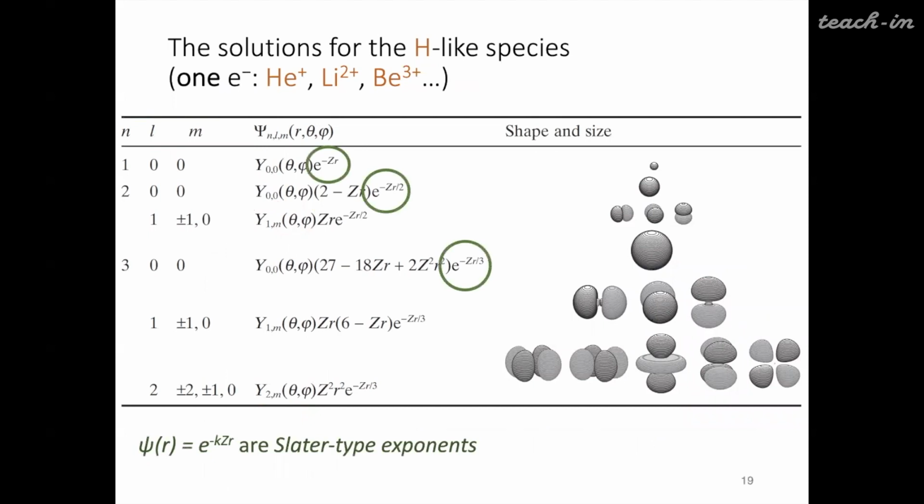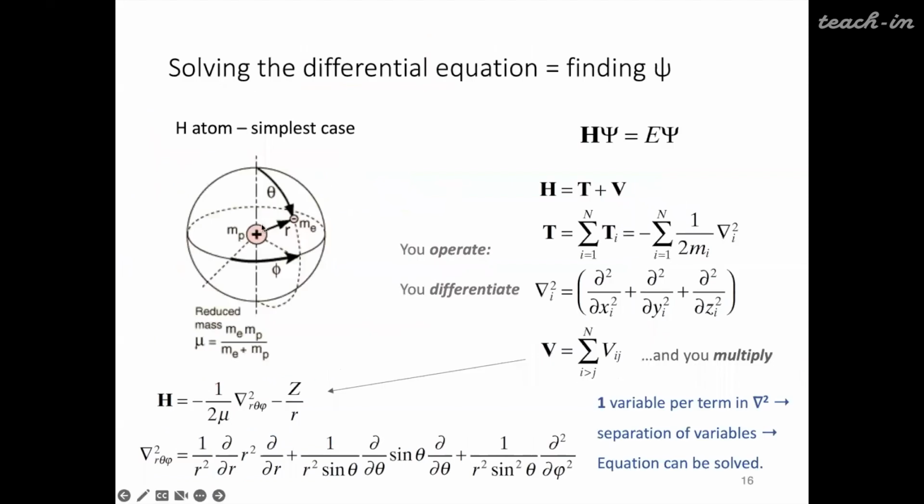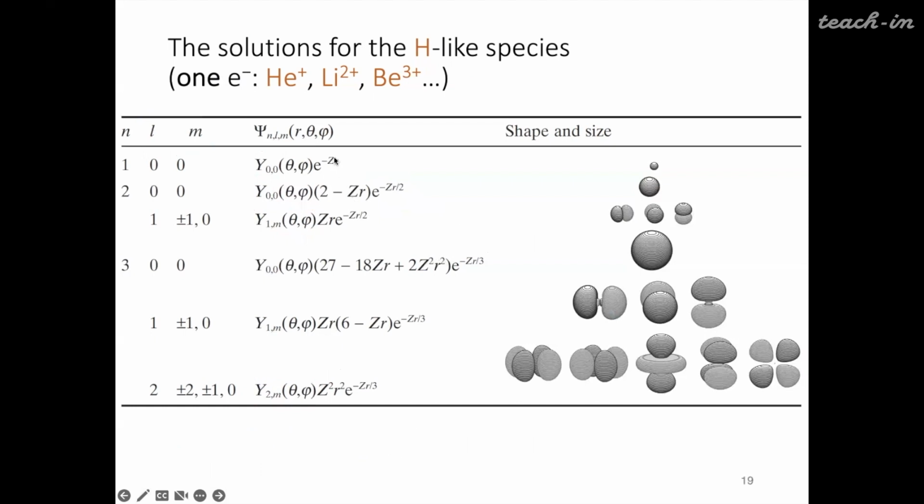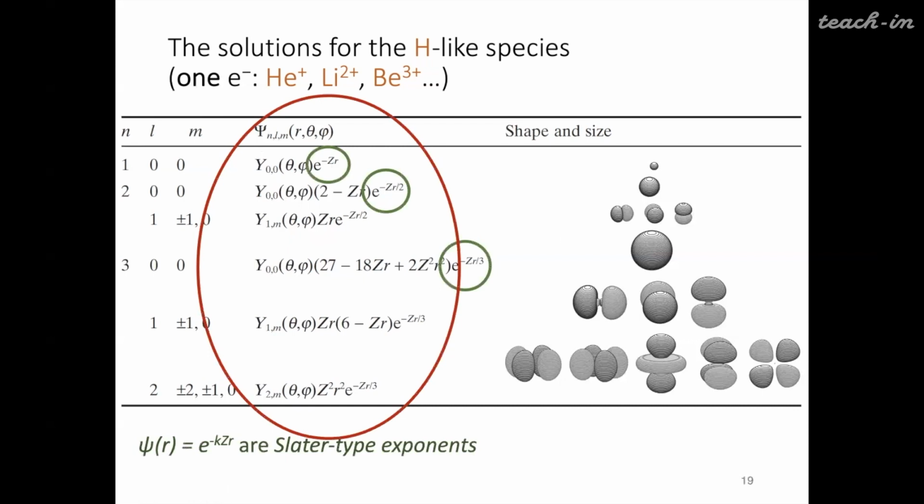Next, we have these exponents that depend on the charge of the nucleus. These are the so-called Slater type exponents that have r, the distance from the nucleus. Combining these spherical harmonics and Slater type exponents, we get atomic orbitals of hydrogen-like species, like hydrogen atom, helium monocation, lithium dication, etc.